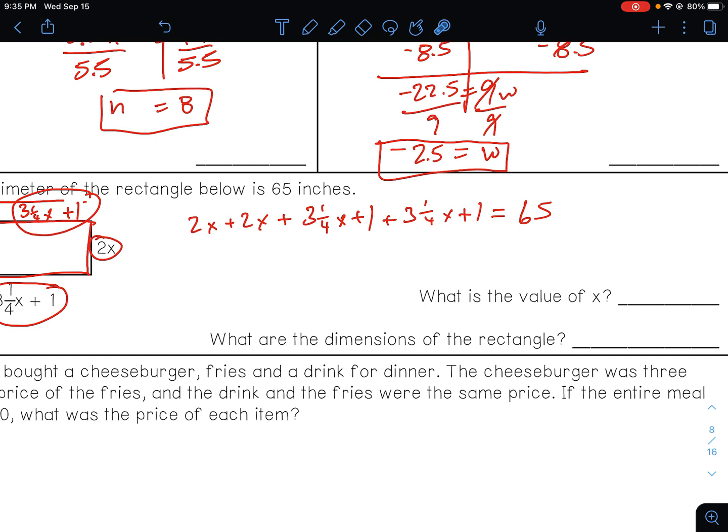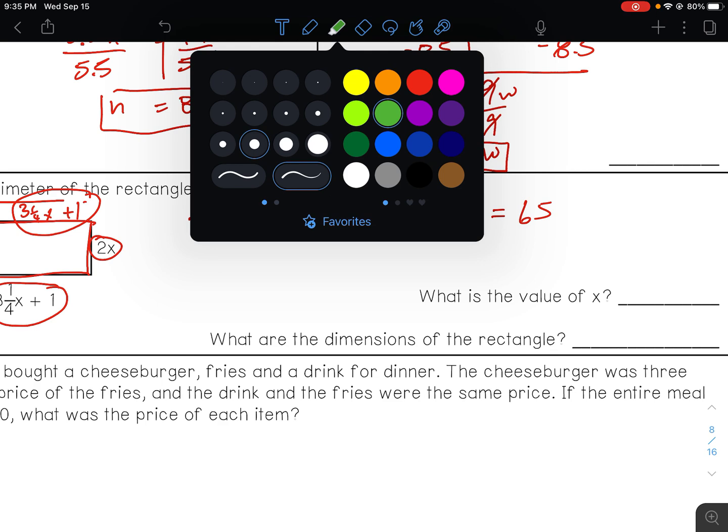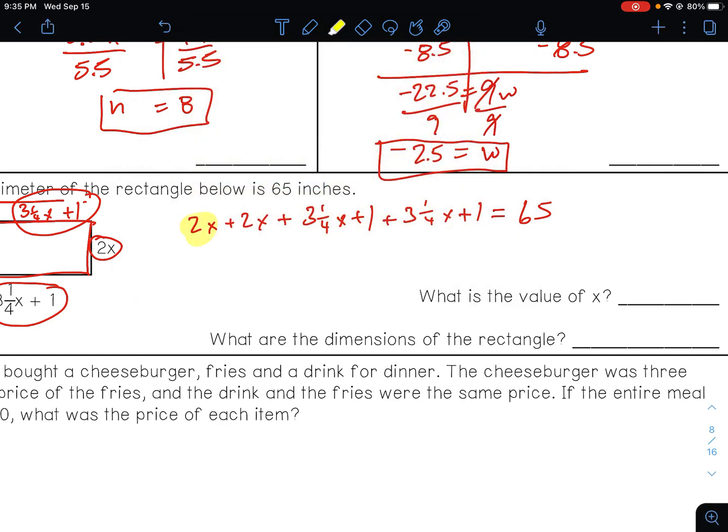So let's find the value of x first. Combine the like terms. We've got 2x plus 2x plus 3 1/4 x plus 1, not a like term, plus 3 1/4 x. Add all those up. 2 plus 2 is 4, plus 3 plus 3, that's 10, plus a fourth of 1/4.